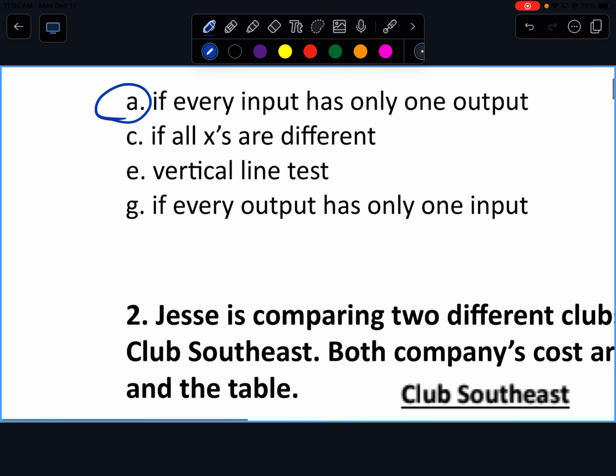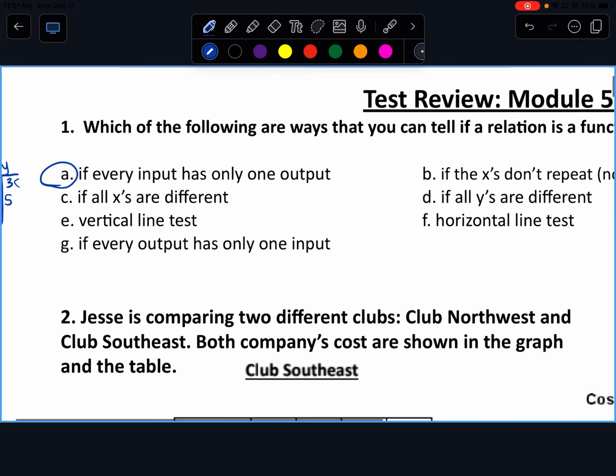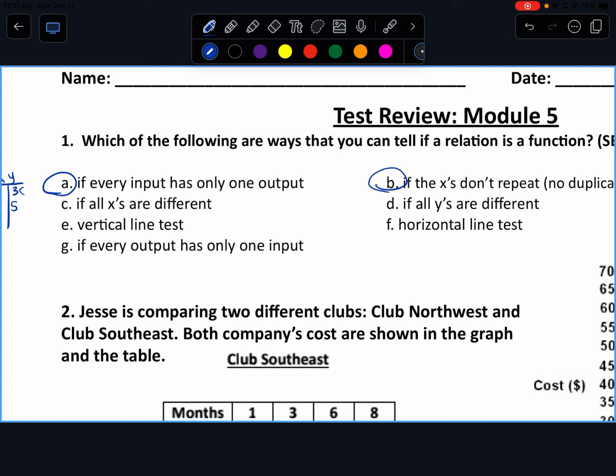Now sometimes some people are saying, let's say I have (1, 3), (2, 5), and then (1, 3) again. Guys, these points are the exact same points. So we could literally just erase this one down here, and it has the same point. So it didn't repeat. Okay, so if the x's don't repeat, there are no duplicates. If all the x's are different, it doesn't matter if the y's are different.